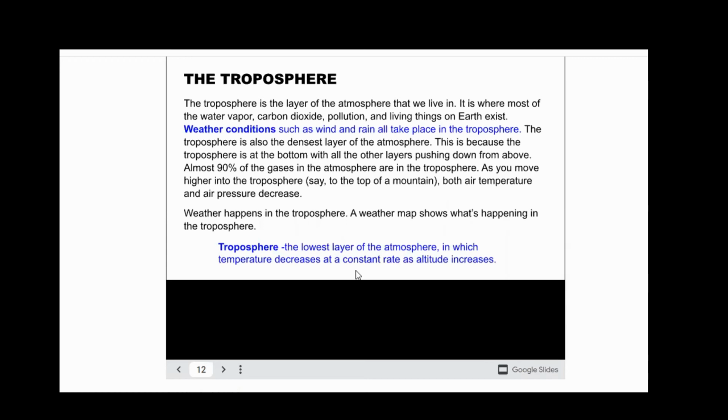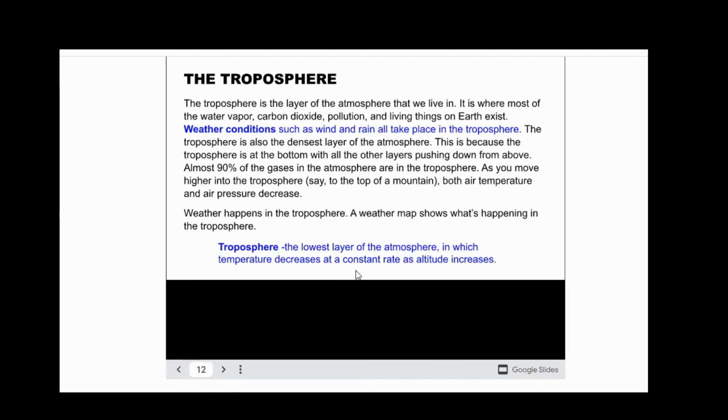The big thing that you need to take away from this is the troposphere is where we live, where all living things are at, and it's where our weather takes place. So remember that climate is what we expect to happen, weather is what actually happens. So weather is going to be, is it sunny, is it rainy, is it storming? And all of that is determined based upon the conditions of the troposphere.